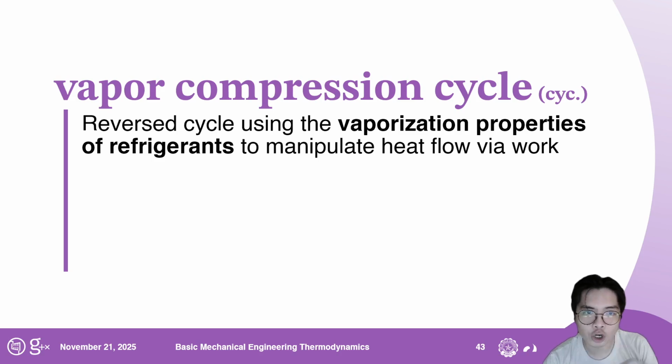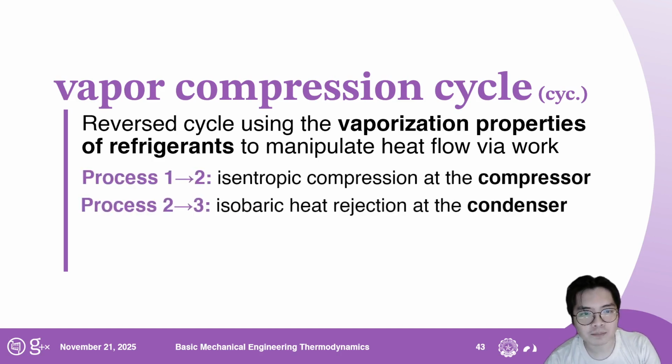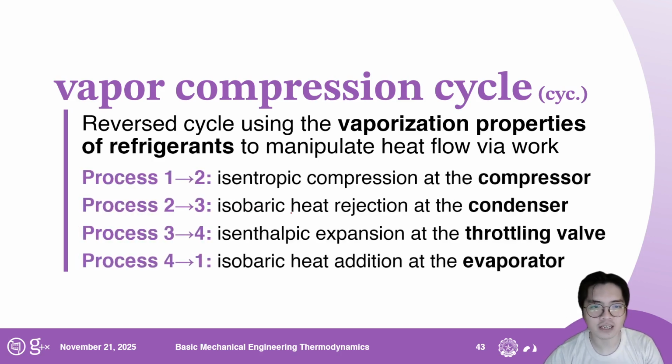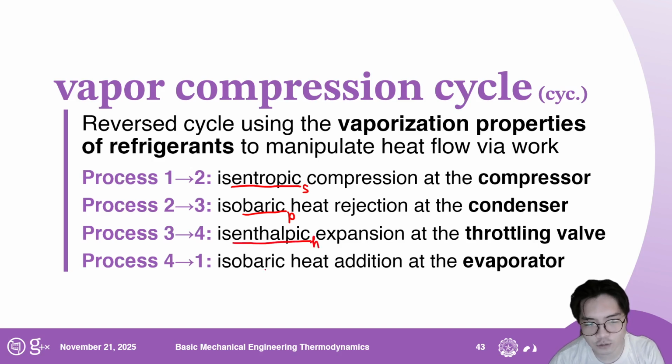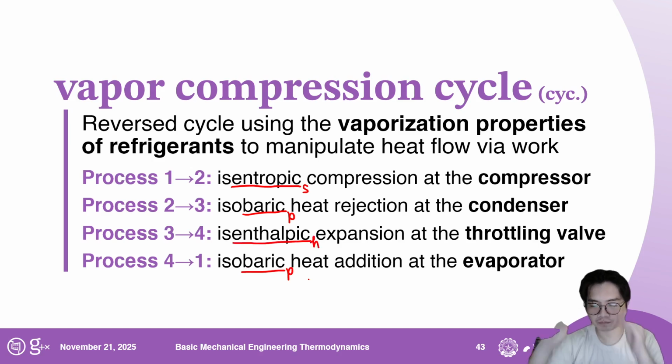But in this case, the code of a vapor compression cycle is going to be SPHP, right? As you can see here, isentropic, that means an S, an isobaric, which means a P, an isenthalpic, which means an H, very interesting, then an isobaric, which is a P, right? And so let's see how this is going to happen.